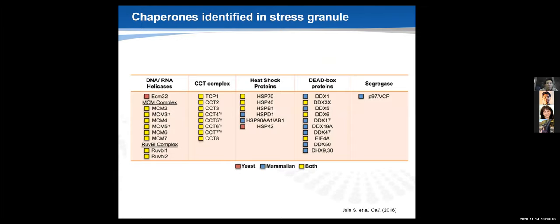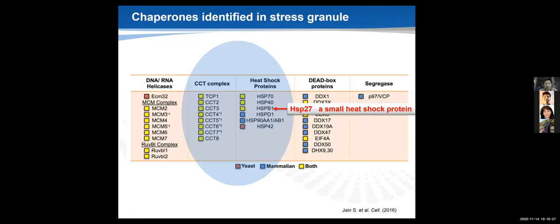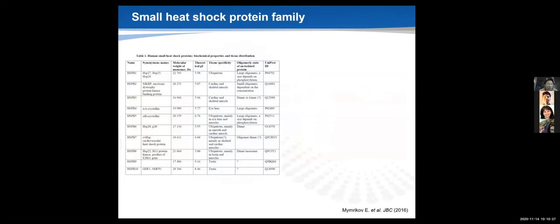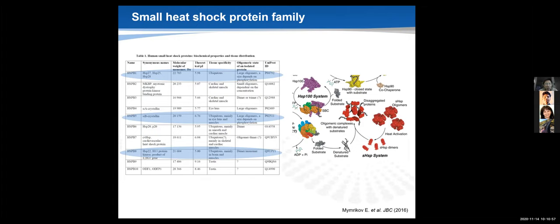So in my study, we are interested in the clinical chaperones identified in the stress granule and how they behave and are involved in regulating protein phase transition, especially FUS in granules. The first I'm going to show you is the small heat shock protein HSPB1, also called HSP27. The small heat shock proteins have 10 different subfamily members, HSPB1 all the way to HSPB10. Three of them, B1, B5, and B8, are ubiquitously expressed, and these three are highly expressed in brain and involved in neurodegenerative, neurological diseases.